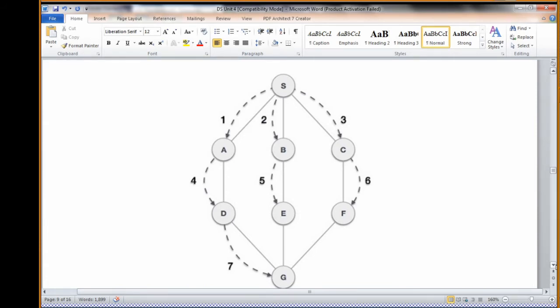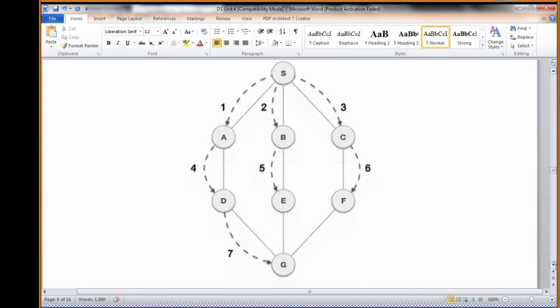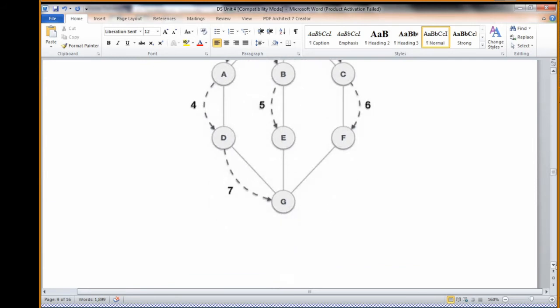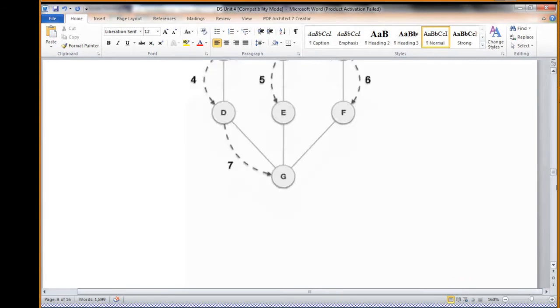So in the case of BFS, the traversing will be S to A, S to B, and S to C, and S, A, B, C, next D, E, F, next G. This will be the BFS. So please note it down.